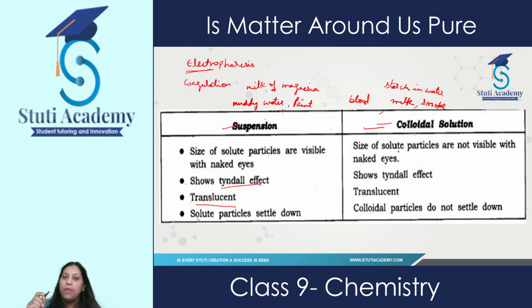So these colloidal particles, the particles which are present in colloidal solution, have a tendency to move towards the anodes and the cathodes when electricity passes through them. So they have the tendency to move or to rotate under the electric field. And that tendency of movement of particles of colloidal solution when we are giving an electric field, that is known as electrophoresis.